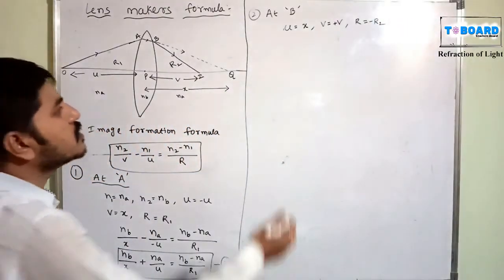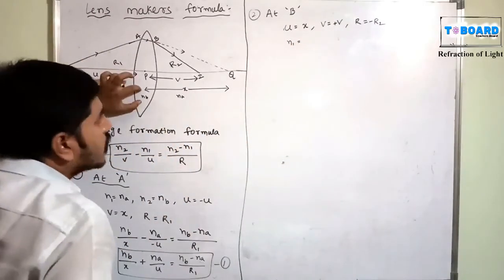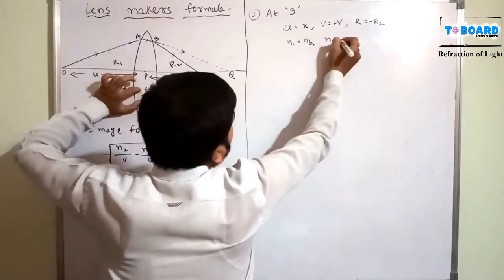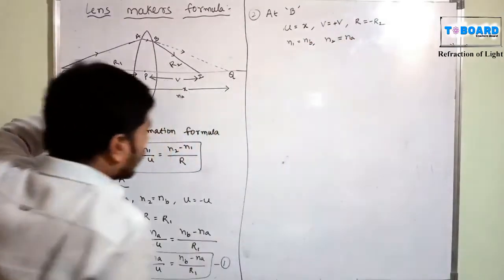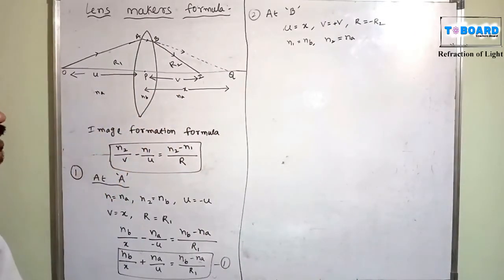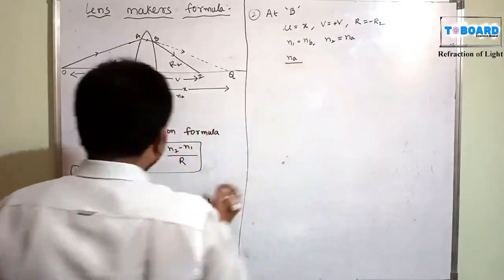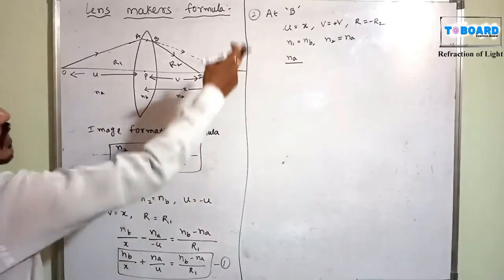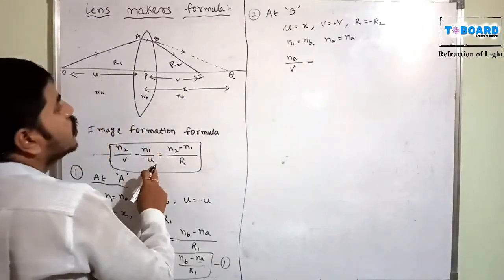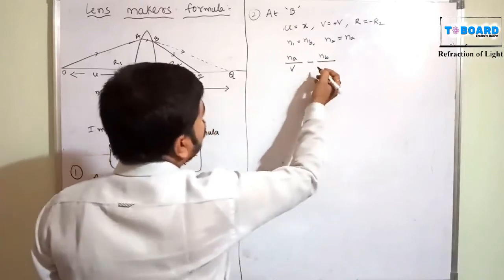Then in this situation, what is the first initial refractive index? N1 is N base B, and N2 is equal to N base A. I am going to substitute all the values in the formula. N2 by V means NA by V, which is V only plus V only, minus N1 by U, where N1 is N base B, by U, which is X.